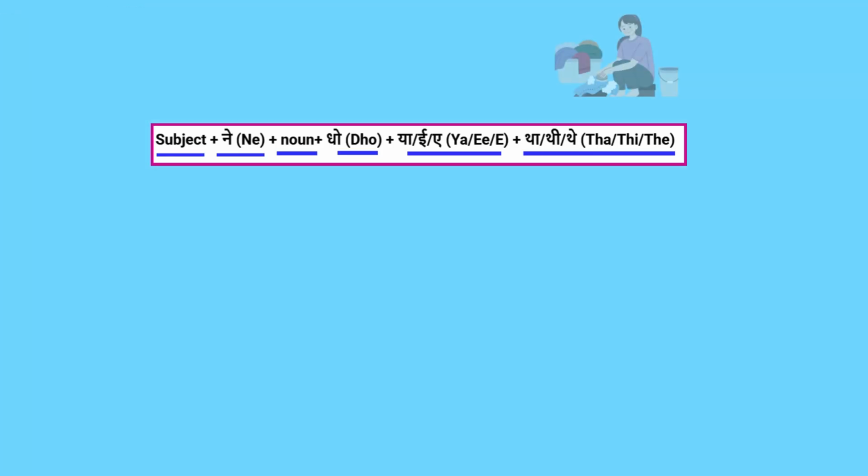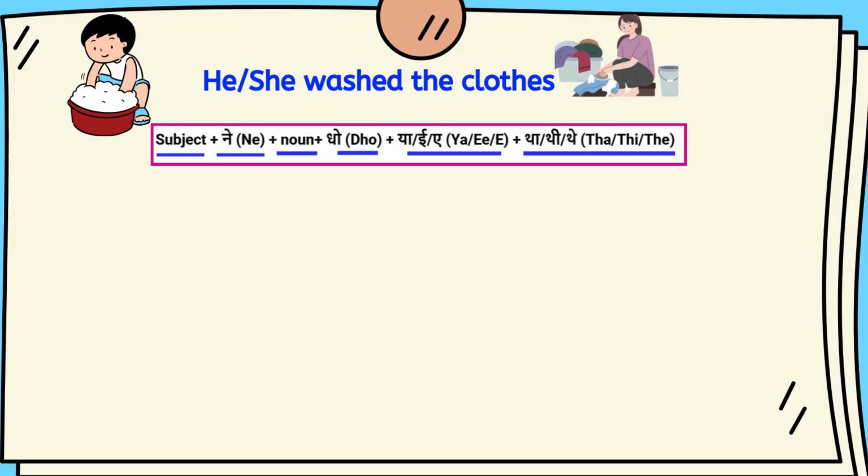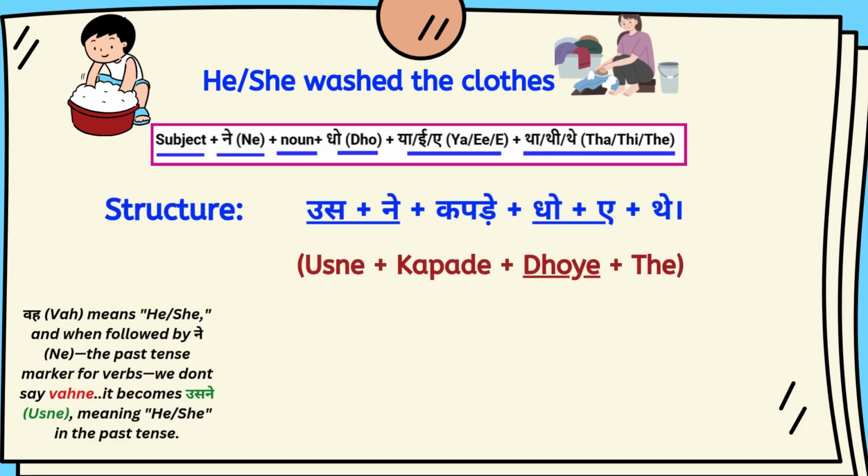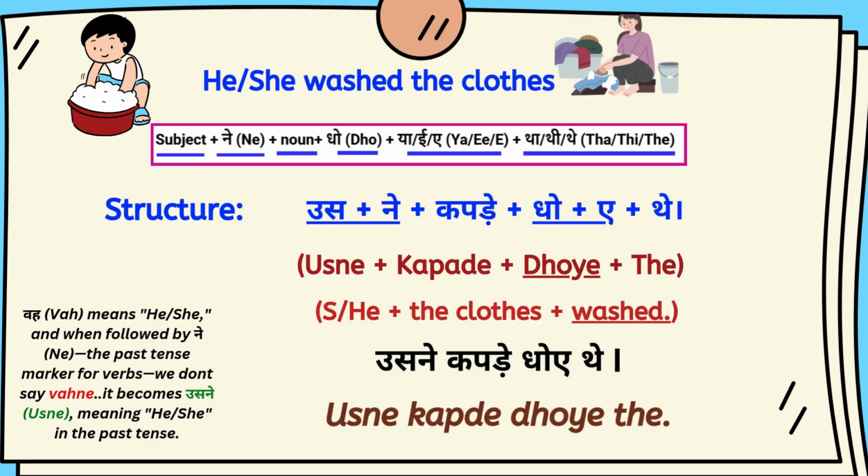Now, if we have to say he washed the clothes or she washed the clothes, then what we are going to say is उसने कपड़े धोए थे. Now let's understand this with clarity. He or she means वह in Hindi. Now when वह is followed by ने, we don't say वह ने. It becomes उसने. Alright? So he or she means उसने in past tense in Hindi.